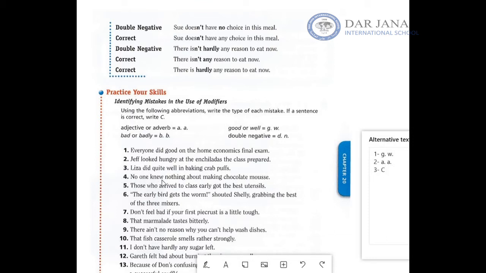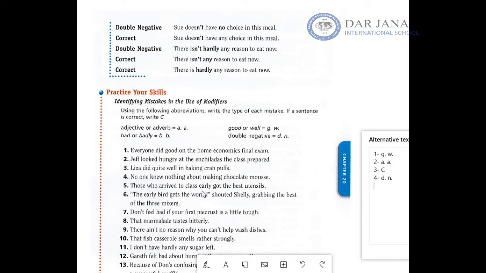Sentence 4. No one knew nothing about making chocolate mousse. No one is a negative form and nothing is another negative form, so it's incorrect to use a double negative here. So the correction is to use only one of them. No one knew anything about making chocolate mousse. This is the correct answer. So for number 4, the problem is in the use of double negatives.